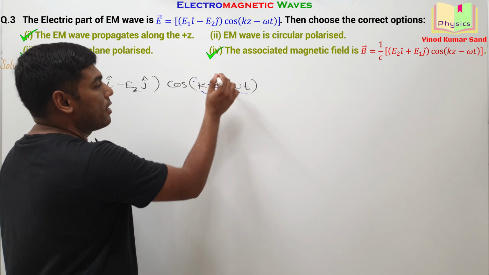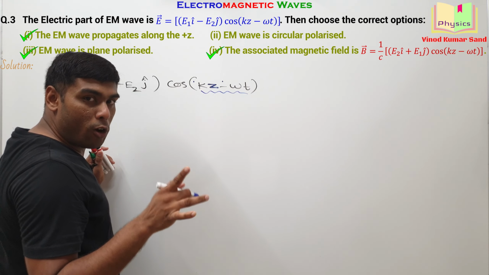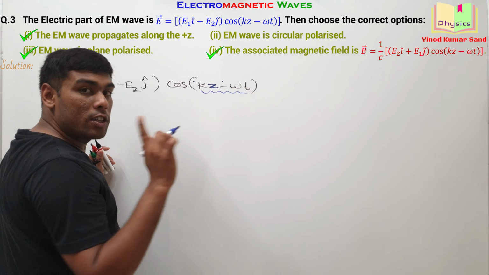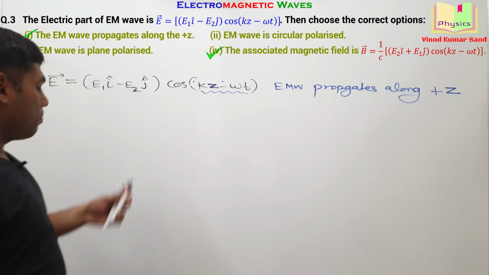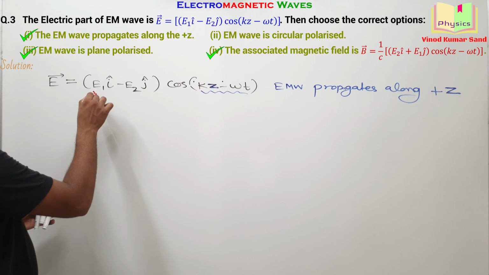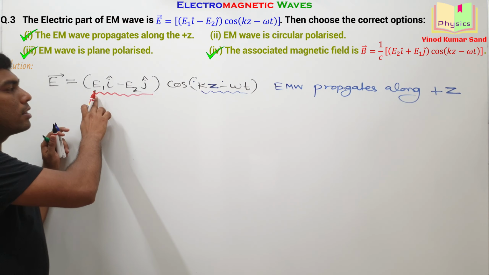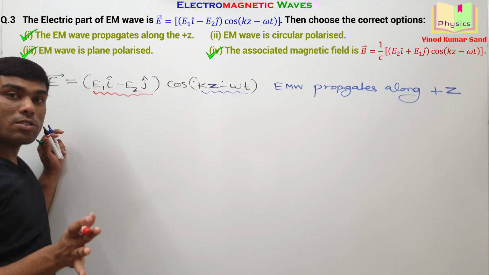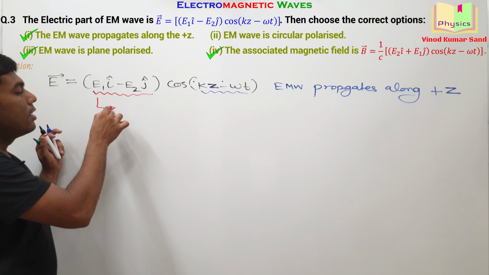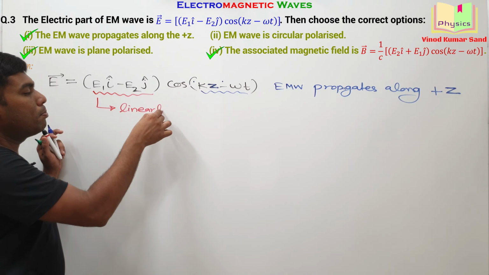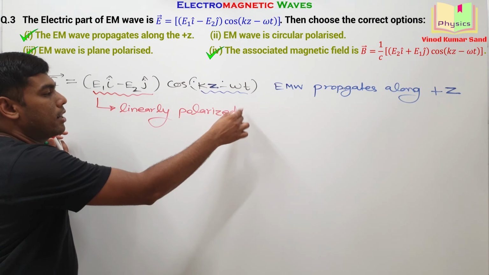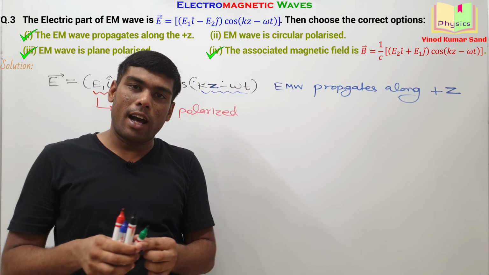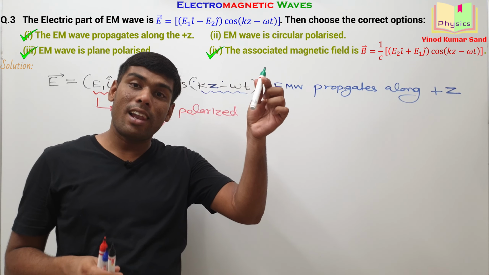Look at the sign here. Here is plus, here is minus. There are opposite signs. When there are opposite signs, then the pulse will travel along the positive z. Another piece of information from this: if we look at the direction of the E vector, this direction is along a specific line. It means it is a linearly polarized field. This electric field is linearly polarized. What does it mean? The oscillations of the electric field are restricted along a single line only.